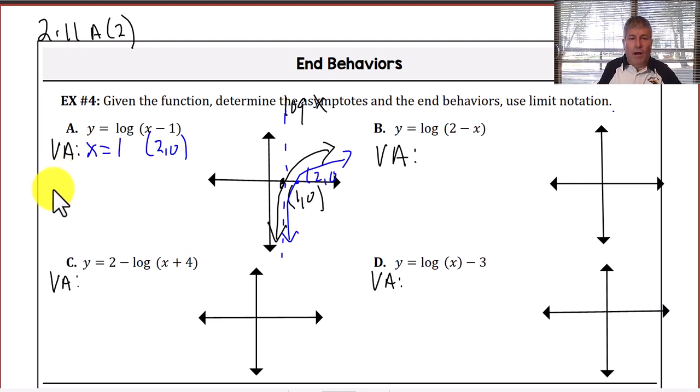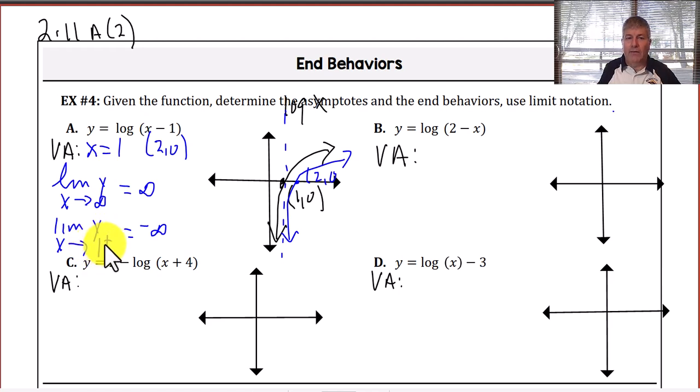And then our end behavior, the limit of y as x approaches positive infinity, well, that's going out to positive infinity. But the limit of y as x approaches our asymptote here at 1, and we're going to approach 1 from the right-hand side, that is then going to negative infinity. So the important thing here is recognizing that x approaching 1 from the right. So this bottom part of our limit notation, pay close attention to that.